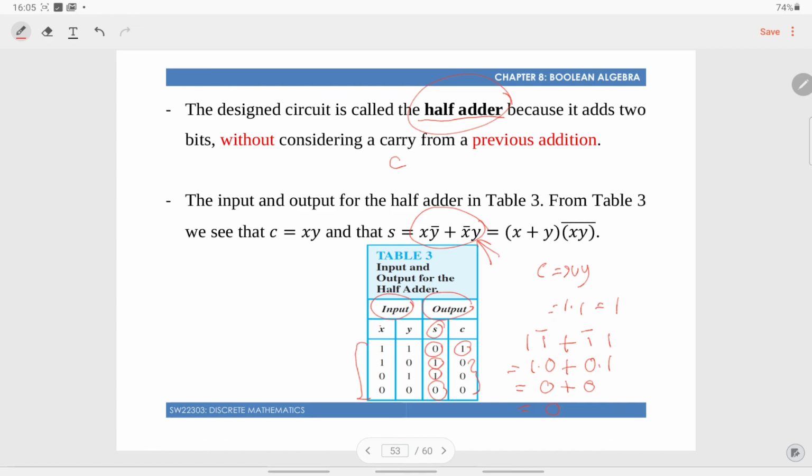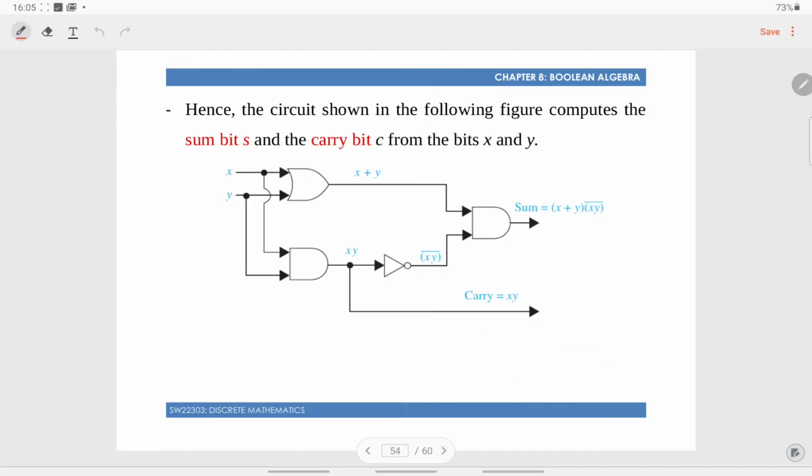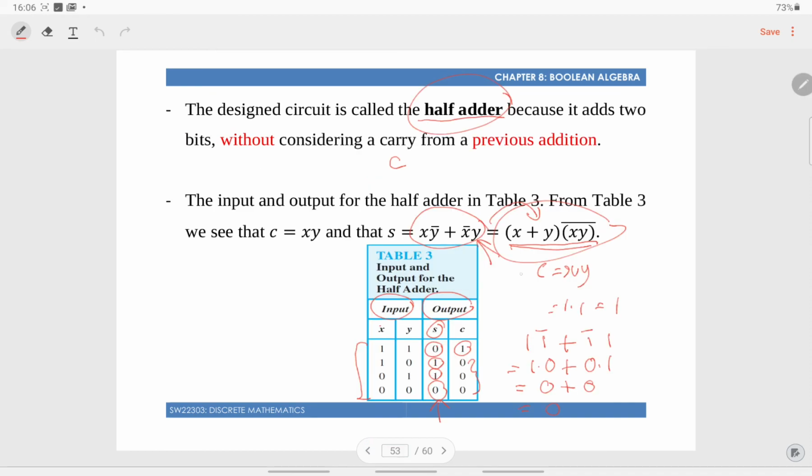Also, this form can be transformed by using the Boolean identities into this expression. They are the same, because these two expressions give us the same output, 0 1 1 0. If you find the value for this one also, you get the same value, 0 1 1 0. Hence, the circuit shown in the following figure computes the sum bit S and the carry bit C from the bits X and Y.